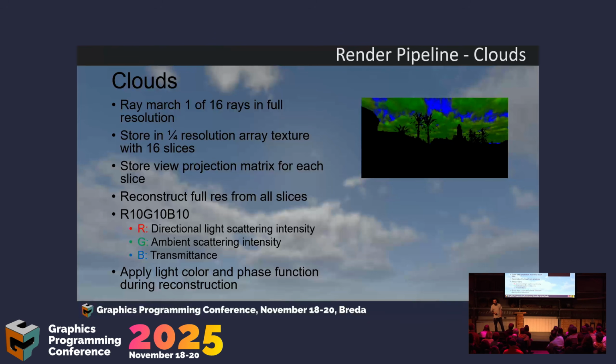We reconstruct the full resolution image by reprojecting each full res pixel to a corresponding array slice using the stored view projection matrix. In addition to transmittance, we store directional light and ambient scattering intensity and multiply light color and phase function during reconstruction. That's basically what you can see on the right. It's one slice of the array texture, and it contains the directional light scattering intensity in the red channel, ambient scattering intensity in the green channel, and the transmittance in the blue channel.